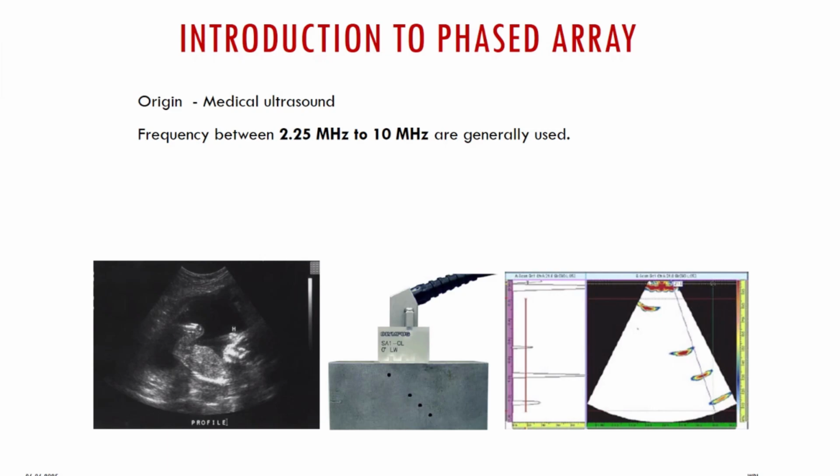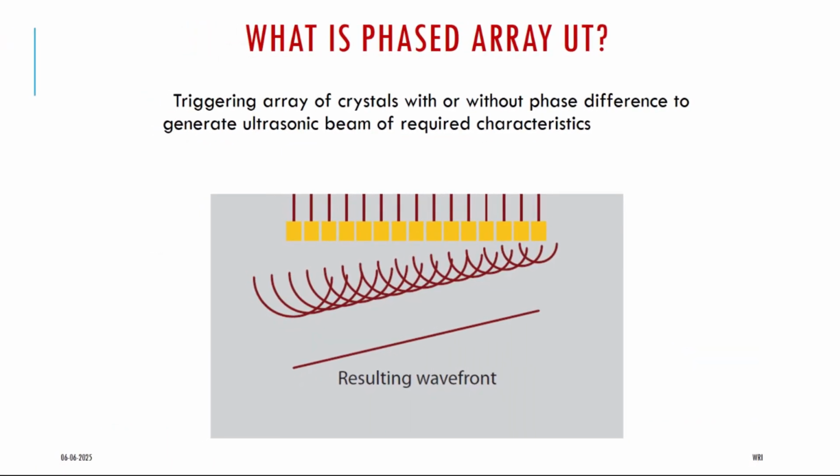In PAUT, some of the advantages are the technology with rapid inspection and imaging capability, and the capability of steering, sweeping, and focusing of the beam. The electronic scanning permits rapid coverage, and the beam focusing orients perpendicular to the defect. So that is why we are introducing the phased array. The phased array is nothing but our medical ultrasound, but for industrial ultrasonic testing, the frequency we are using is 2.25 MHz to 10 MHz.